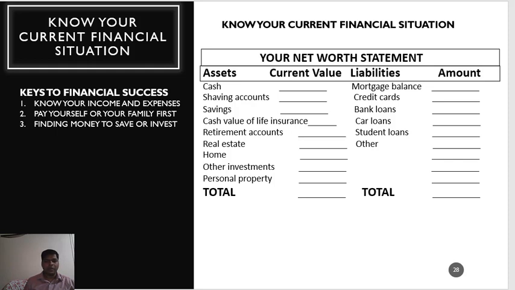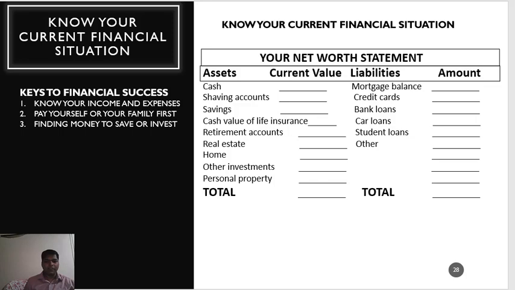Many people get into the habit of saving and investing by following this advice: always pay yourself or your family first. Many people find it easier to pay themselves first if they allow their bank to automatically remove money from their paycheck and deposit it into a saving or investment account.